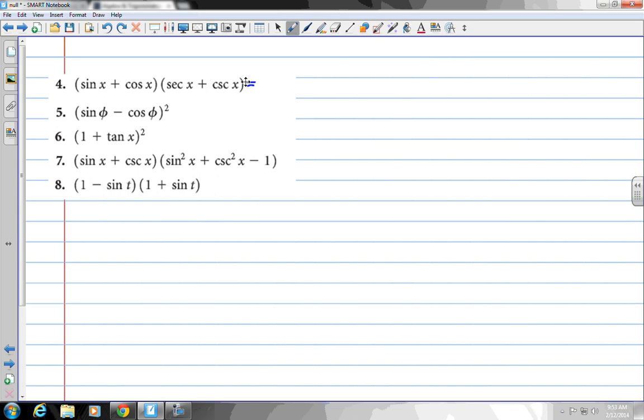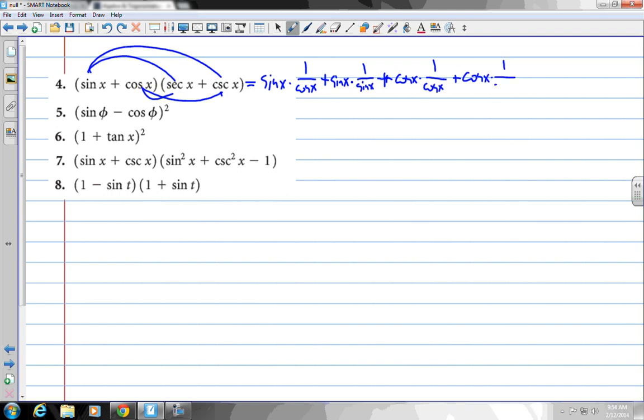Well, separately they are, right? So yeah, let's do the FOIL. So it's sine times secant. So let's just write it as sine x times 1 over cosine x. Is that okay? I'm converting them as I'm multiplying. Then it's sine times cosecant. So that's plus sine x times 1 over sine x plus cosecant times secant. So that's cosine x times 1 over cosine x. And then plus cosine x times cosecant.